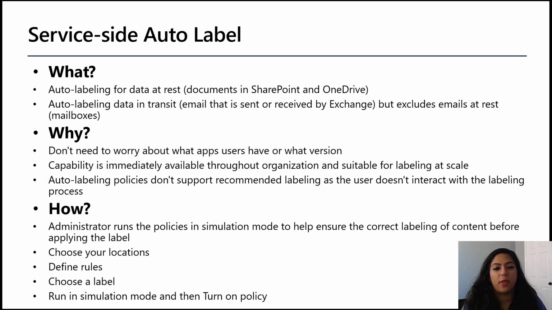Now, let's go ahead and talk about the how. At a very high level, you have an administrator who creates and runs through the policies in simulation mode to make sure that it's labeling correctly, and then you turn it on. That's very much simplified, but one of the good components of this is that it's actually a little bit easier. So now let's break that up into a couple of different steps. You go into creating a policy, you choose your locations. Within your locations, you have the ability to define your rules. You choose a label that you're going to apply with that rule set. And then, of course, you run it in simulation mode to ensure that when you do turn it on, it behaves the way it should behave.